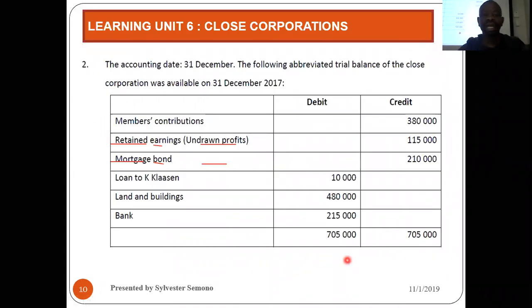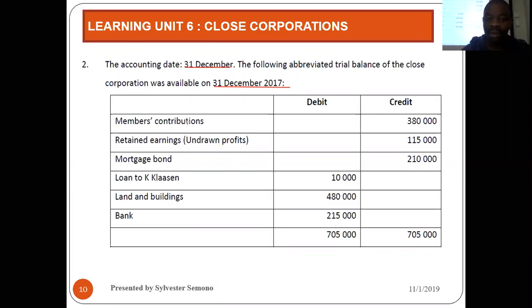Let's switch over. They gave us the list of balances. So they said the dates are very much important here. They say our accounting date is 31st of December. This means that we end our year every year on the 31st of December. Meaning this year will end 31st of December 2019, for example. But here they give us the books when. It's important to know the date. So they gave us the trial balance.